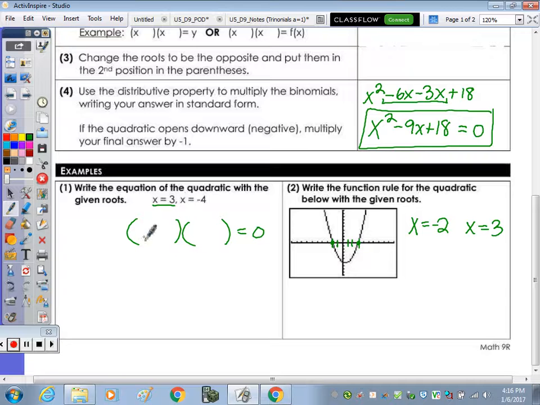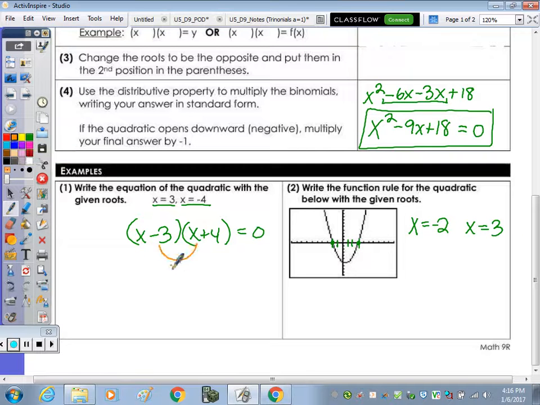If x equals 3, the factor must have been x minus 3, as its opposite. If x equals negative 4, the factor must have been x plus 4. Okay, so let's do the little smile, big smile to get the middle term.